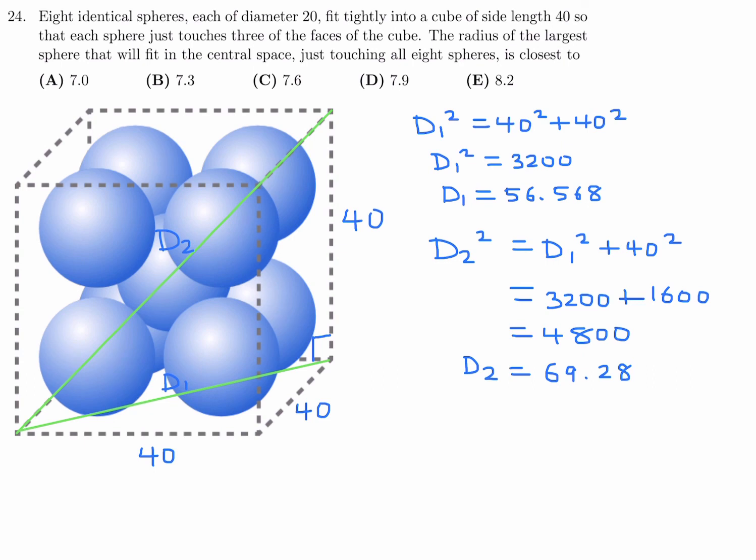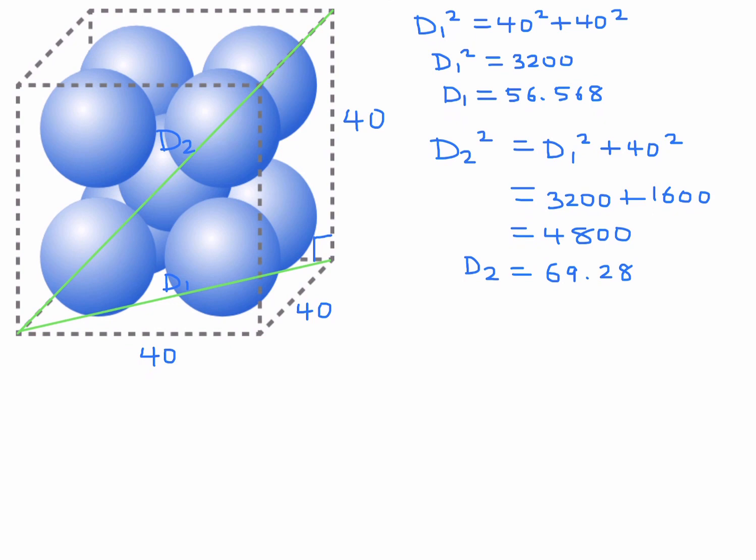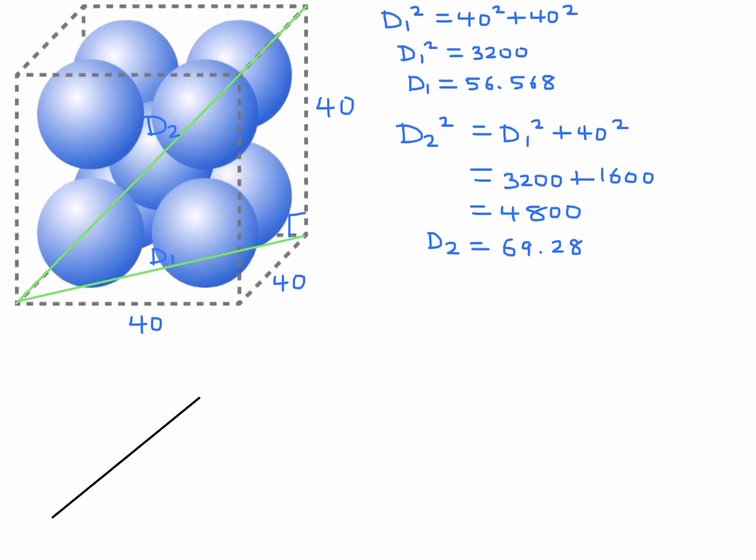Now I have to figure out what is the radius of that little guy or middle guy, the middle sphere. So how do I do that? Now, it's going to be a little bit messy for me to draw on here. So what I'm going to do is just draw the diagonal down here. Just a line like that. Okay?